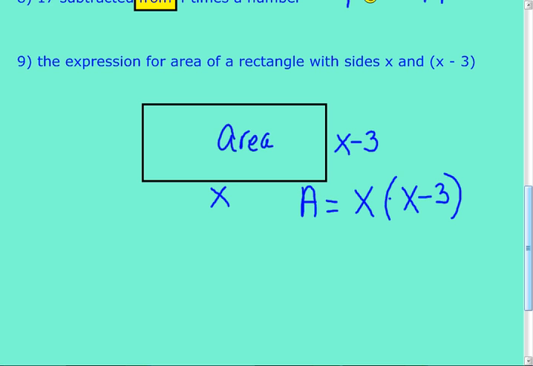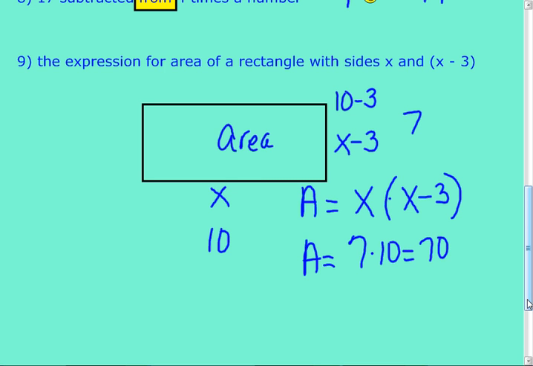Because it's this length times the width. The width isn't just x. It's x minus 3. Remember, x is a number. So what if this was 10? Then this would be 10 minus 3, or how big is 10 minus 3? 7. What's the area if it's 7 and 10? You multiply them. It's 7 times 10, which is 70.